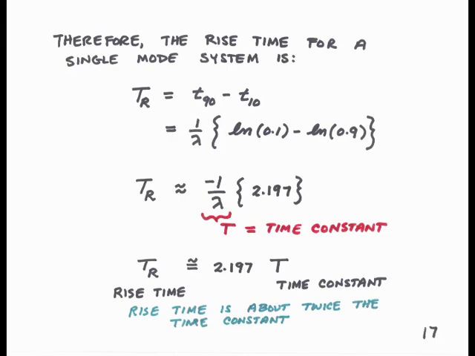2.197. Recall that minus 1 over lambda was our time constant, cap T, so we see the rise time is 2.197 times the time constant. In other words, the rise time is about twice the time constant of the system. So no, the rise time and the time constant are not the same, although they are related.